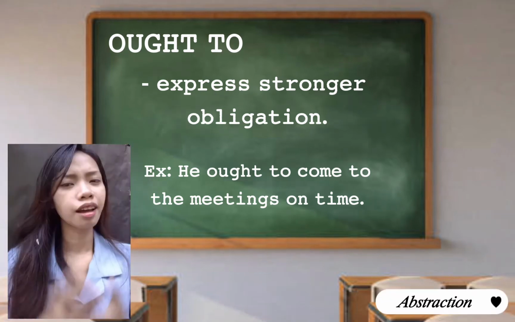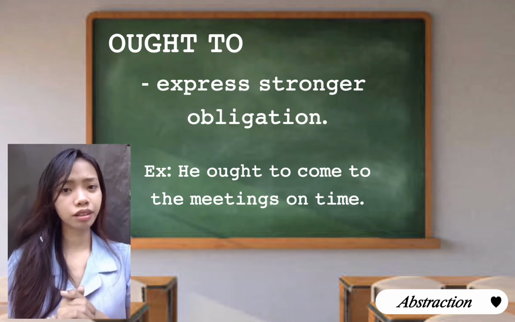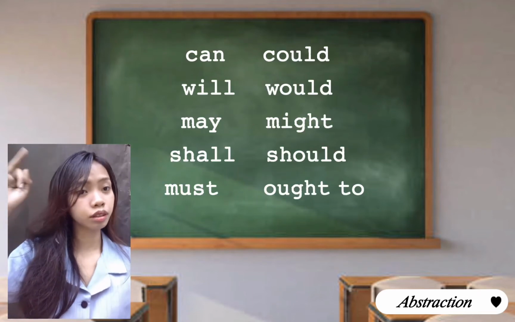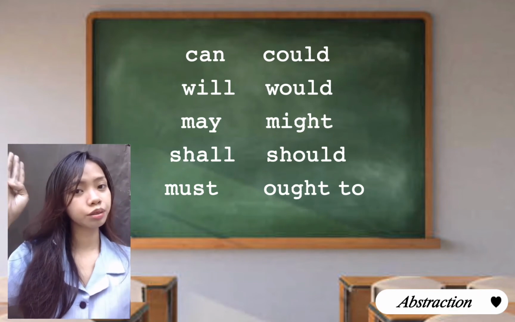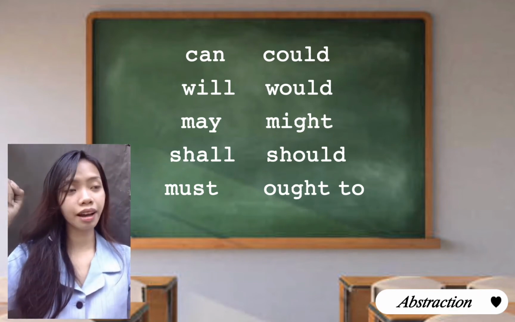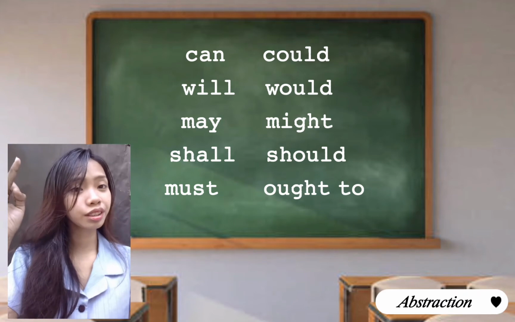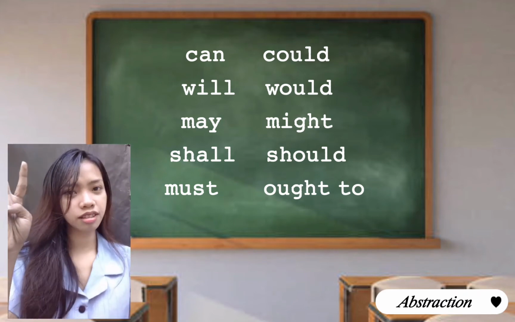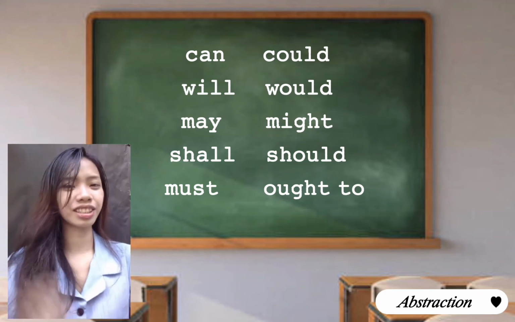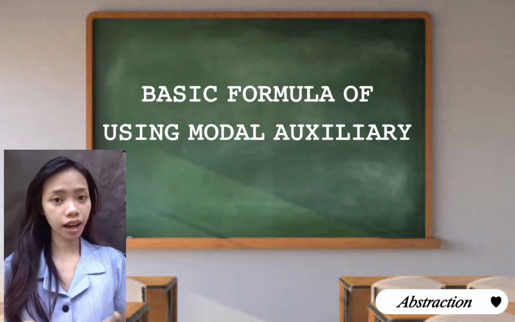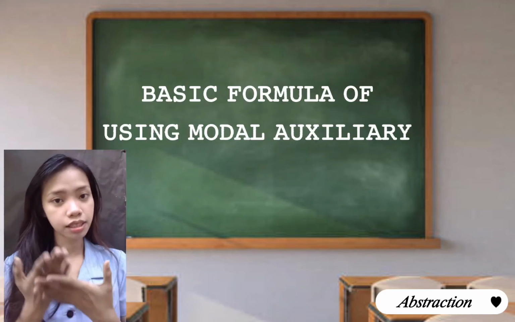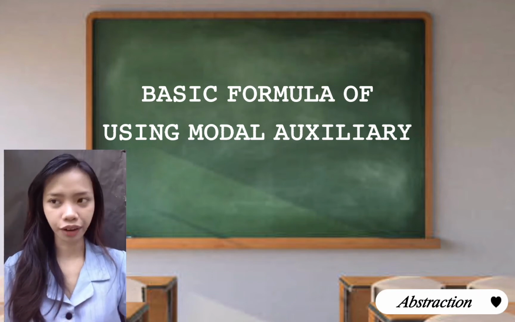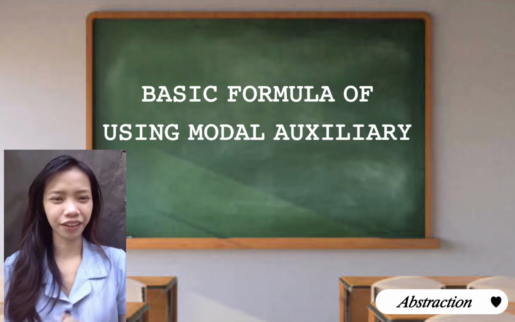Very good. How did you get the commonly used modals? What are they? Can, could, will, would, may, might, shall, should. What are the two? Must and ought to. Very good. Now, let us proceed to the basic formula of using auxiliary verbs. Are you ready? Very good.